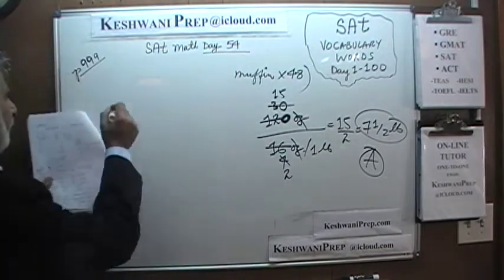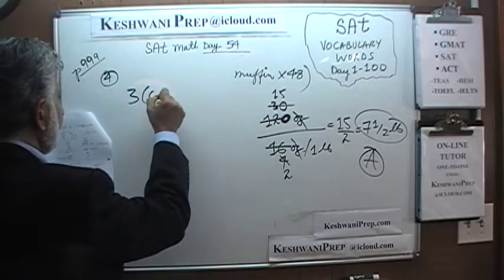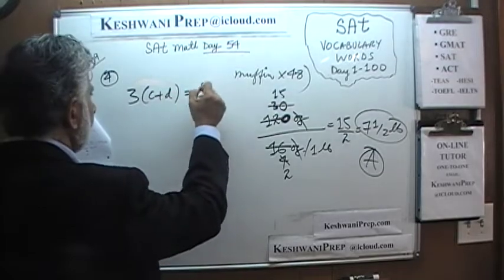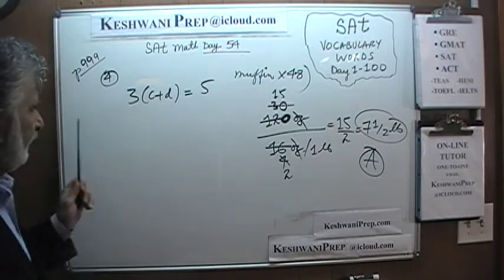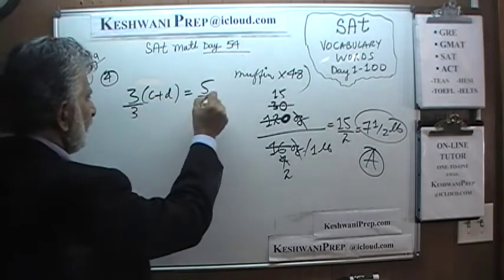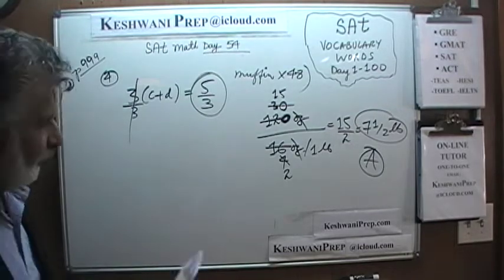Oh, number 4 is very easy. Number 4 is just silly. 3 times C plus D, we are told, is equal to 5. And the question simply is how much is C plus D? Well, if you want to find C plus D, just divide both sides by 3. That's it. The answer is 5/3. That's answer choice B.